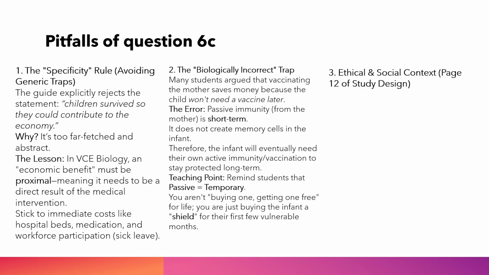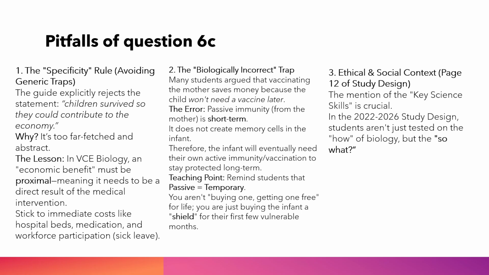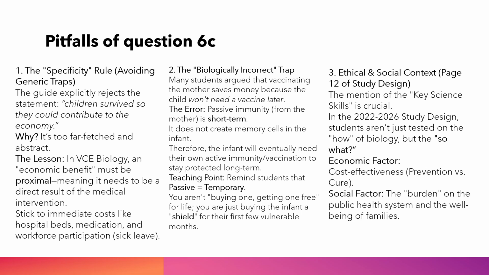3. Ethical and social context, page 12 of study design. The mention of the key science skills is crucial. In the 2022-2026 study design, students aren't just tested on the how of biology, but the so what. Economic factor, cost effectiveness, prevention versus cure. Social factor, the burden on the public health system and the well-being of families.